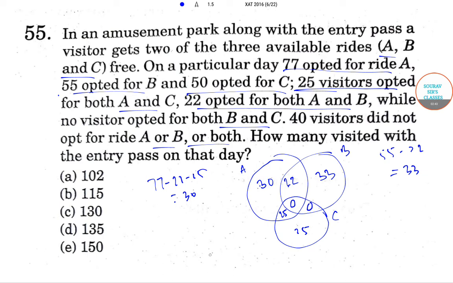Therefore, total number of people is equal to 30 plus 22 plus 33 plus 25 plus 25. This comes out to be 135. So the correct option is option D.